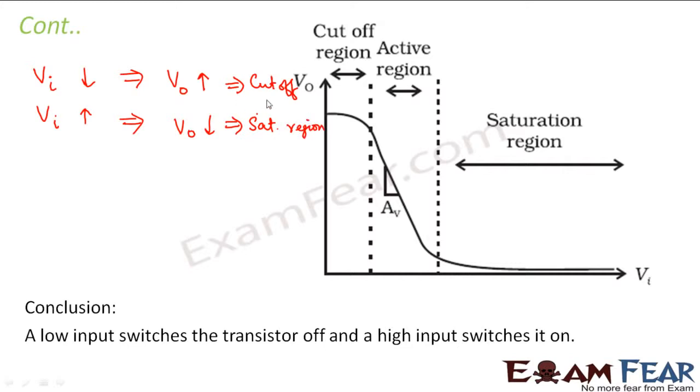So what do we see? That in the cutoff region or in the saturation region, a low input or a high input can switch off or switch on the transistor. For example, when a very low input is applied in the cutoff region, the output is very high, and in this region, is the transistor conducting? The transistor is non-conducting because current is zero. So we say that the transistor is in switched off mode.